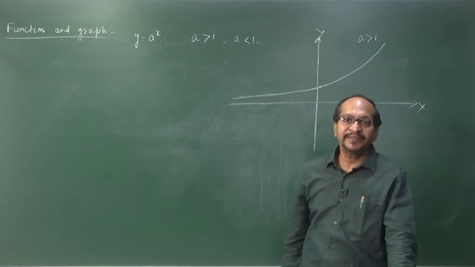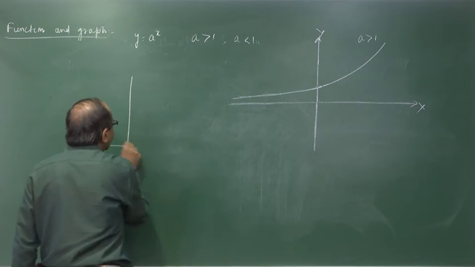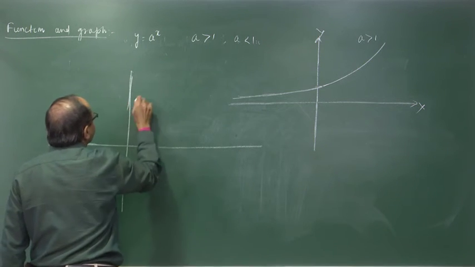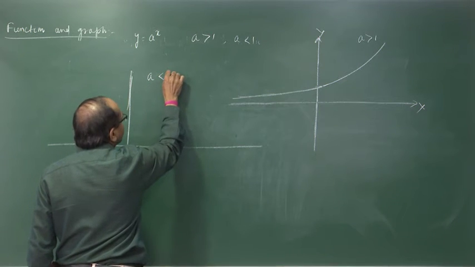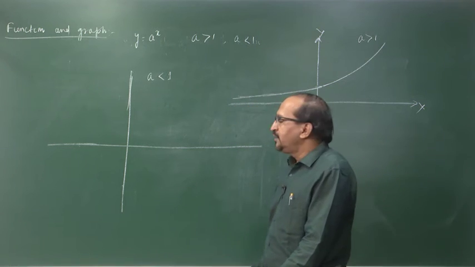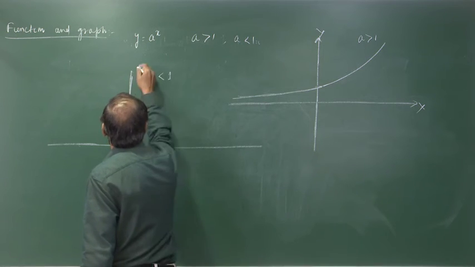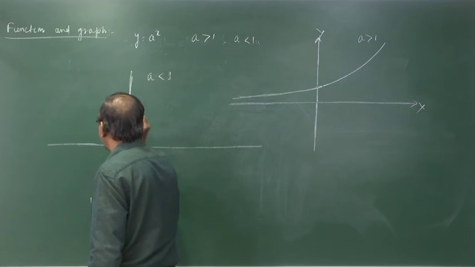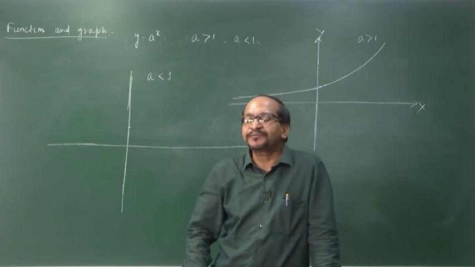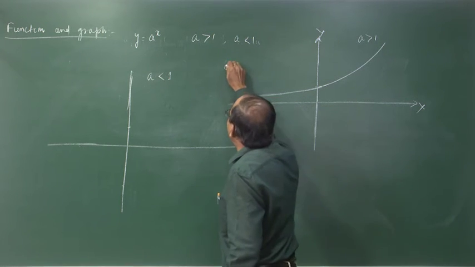But what happens when a is less than 1? When a is less than 1, if the value of x goes on increasing, again when x is equal to 0, y is equal to 1, obviously the graph will intersect the y axis at 1 always, whatever the value of a may be. But suppose a is equal to say 1 by 2.